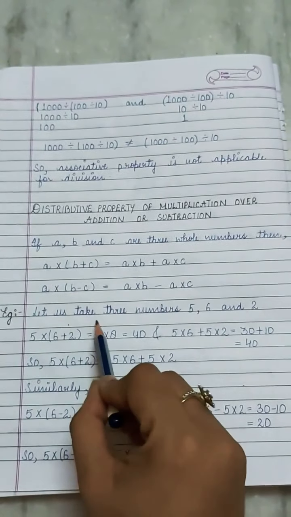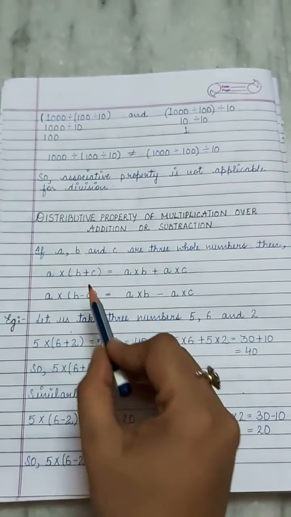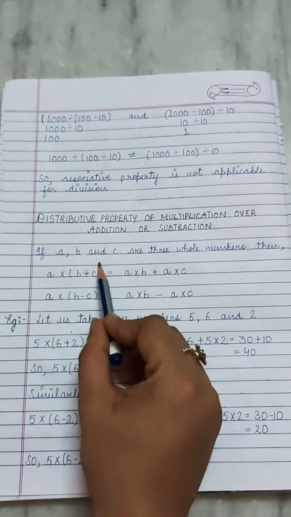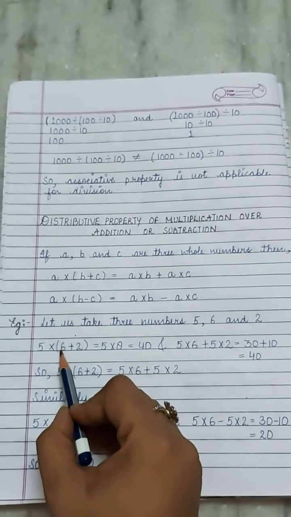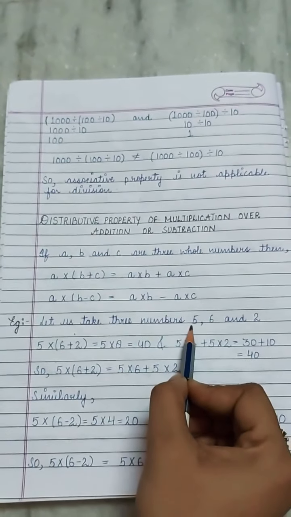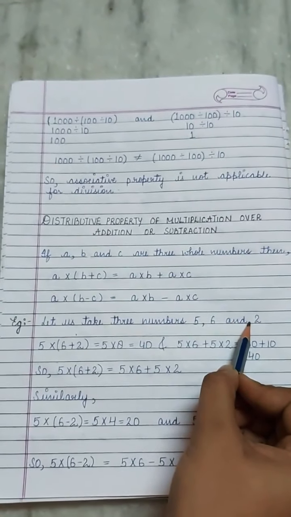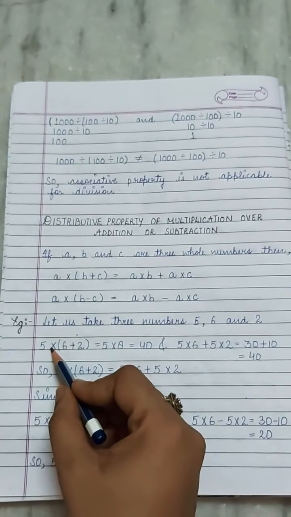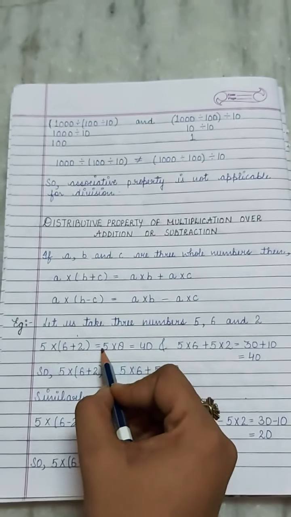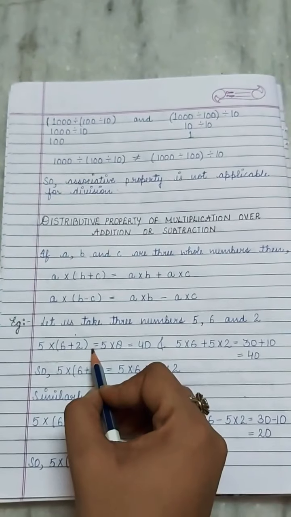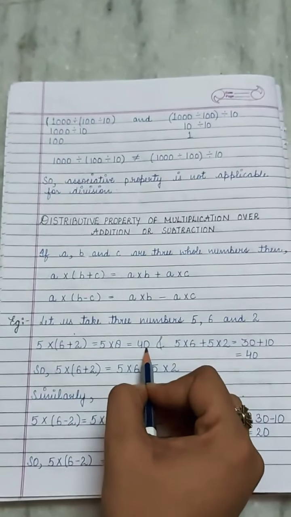See here, I have taken three numbers: 5, 6 and 2. First of all we will find the value of 5 into, in bracket, 6 plus 2. Here the value of A is 5, the value of B is 6 and the value of C is 2. So A into B plus C, so 5 into bracket 6 plus 2. First of all by the BODMAS rule we will solve the bracket. So 6 plus 2 is 8. Then 5 into 8, 40.